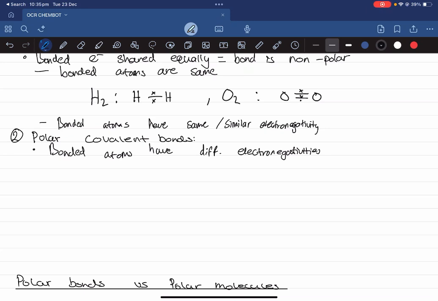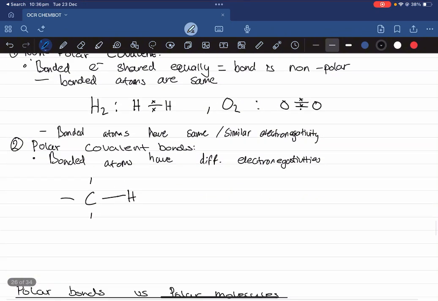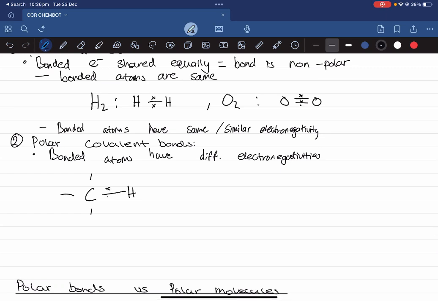Now, polar covalent bonds is when the bonded atoms have different electronegativity values. So this is something very simple like methane. So of course it has these extra hydrogens, but for the sake of simplicity, we won't be referring to them. So the electrons, because carbon, we can see in the periodic table, carbon lies here, which is more to the right on the periodic table. Therefore, it has a much higher electronegativity than hydrogen does. Now, this means that the electrons will tend towards carbon. Now, this is the exact same principle as we mentioned in water. This makes carbon slightly more negative and hydrogen slightly more positive. And that's what leads to the delta negative and delta positive charges.